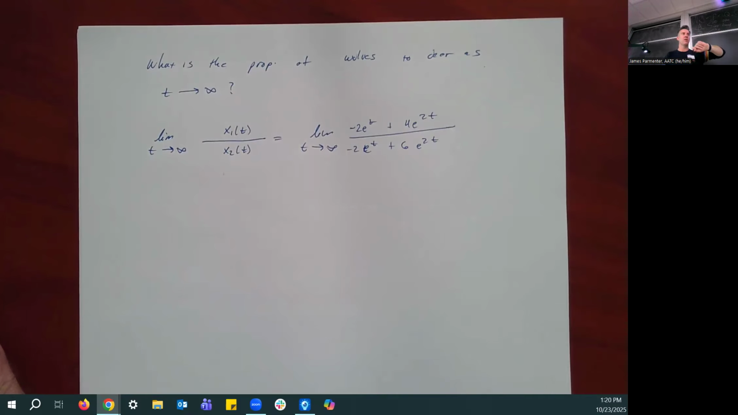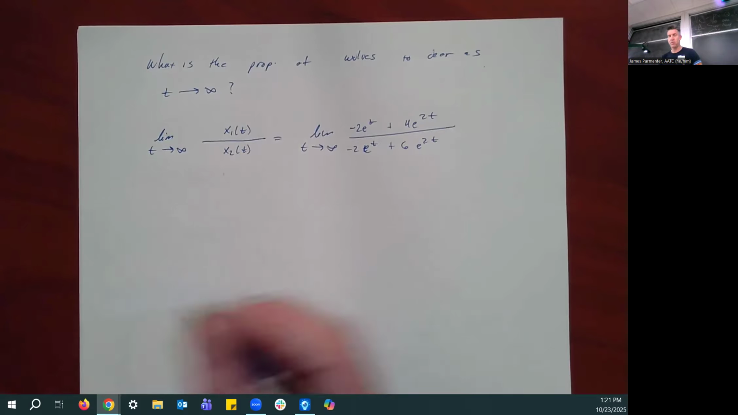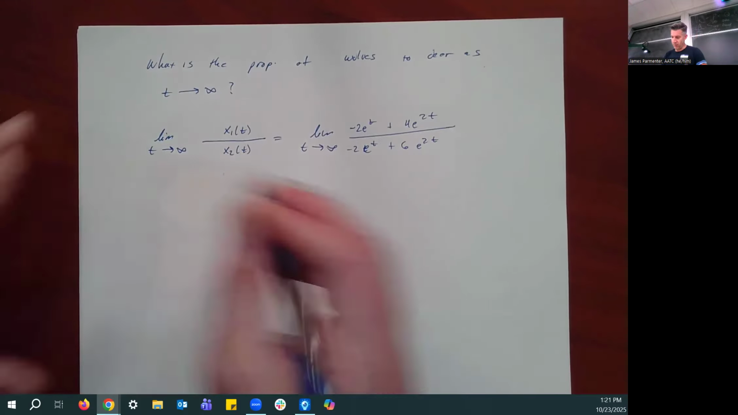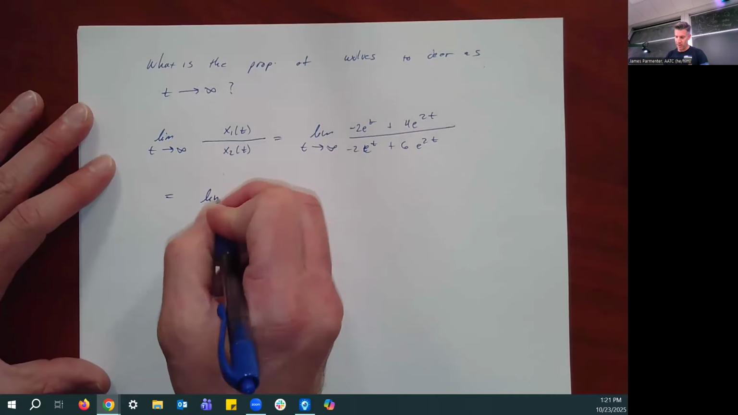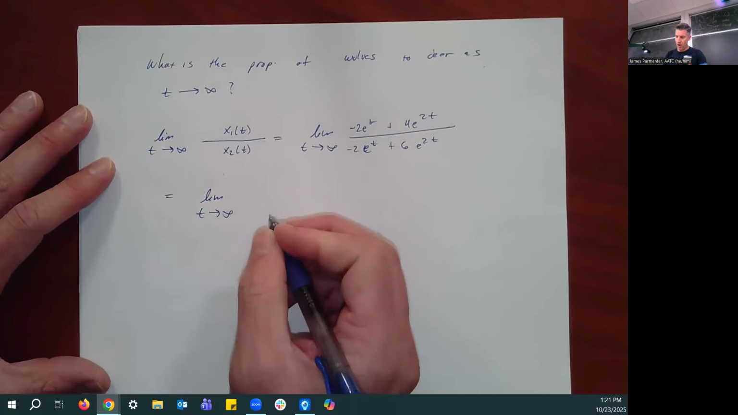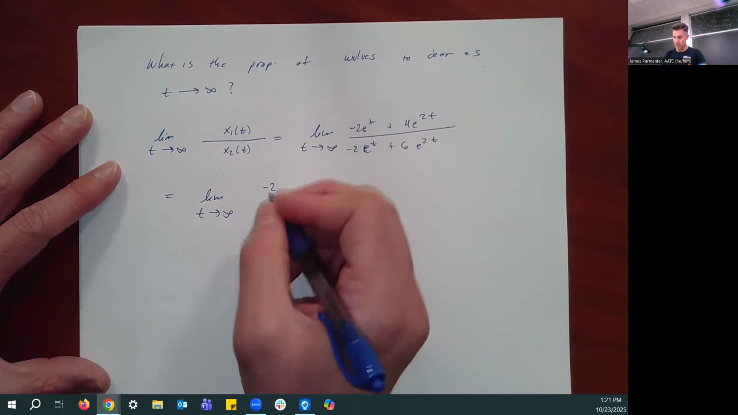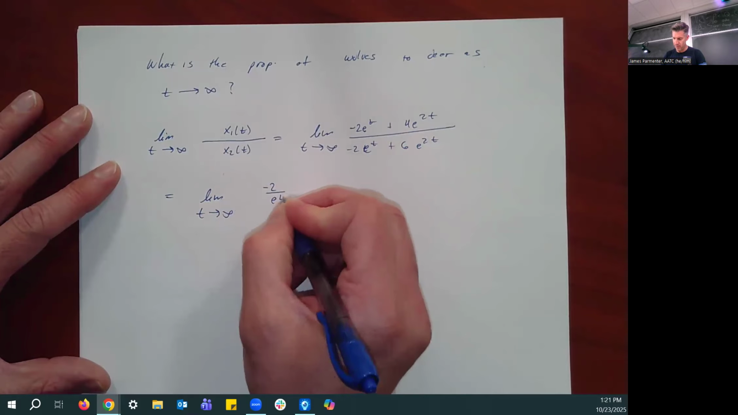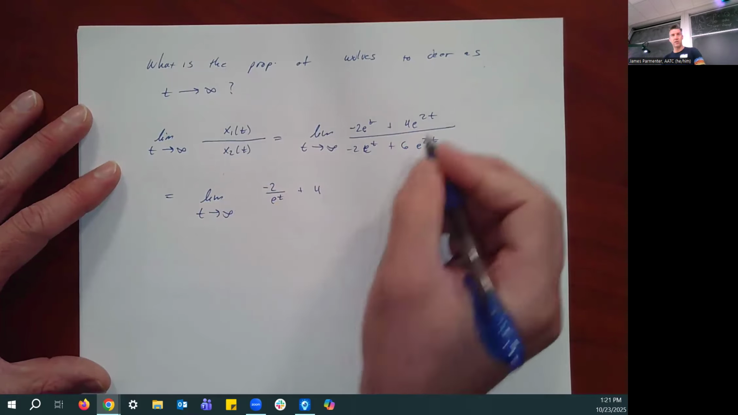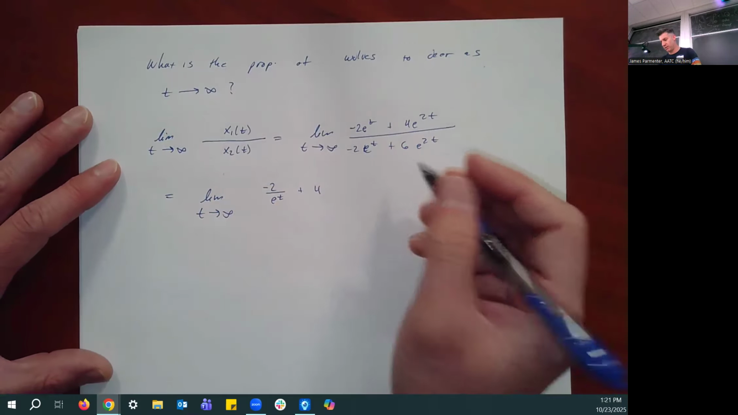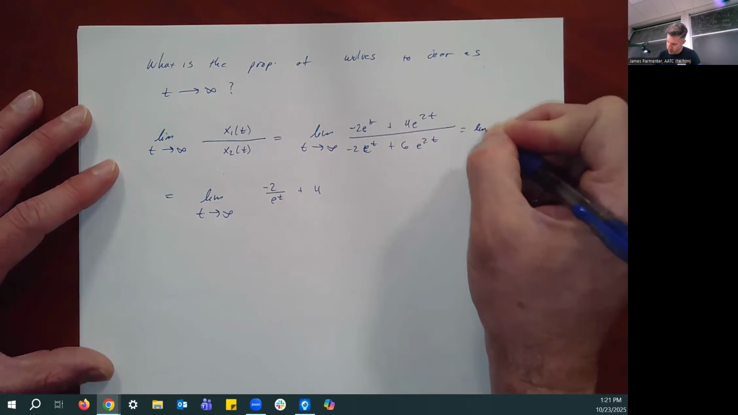We're going to do what we usually do. Usually, what you would have done in 17a, you're going to divide everything by the thing that's biggest or growing the fastest, which in this case is it e to the t or e to the 2t? Right. So don't worry, you're not going to have to usually do this. So if we divide everything by e to the 2t, we're going to get the limit as t goes to infinity of negative 2 e to the t divided by e to the 2t, plus 4 e to the 2t divided by e to the 2t. I'm being a little bit lazy here. Let me show my work.